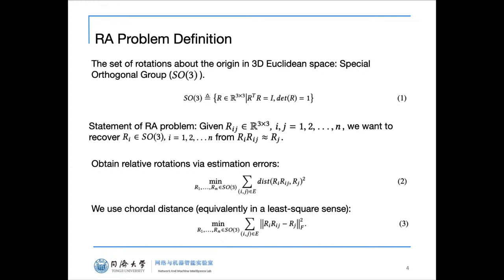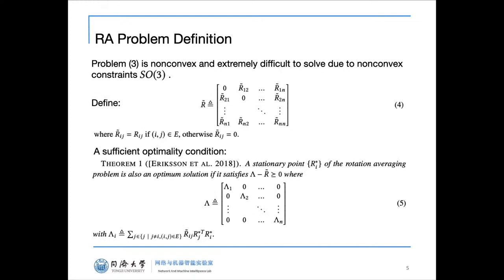Generally, the relative rotations are obtained with estimation error. To take the estimation error into consideration, the rotation averaging problem is usually formulated as follows. In this paper, we restrict our attention to the commonly used chordal distance. Problem 3 is non-convex and extremely difficult to solve due to the non-convex constraints SO(3). The work of Eriksson et al. 2018 provided a sufficient optimality condition for problem 3, which we summarize in Theorem 1 with the definition R tilde.